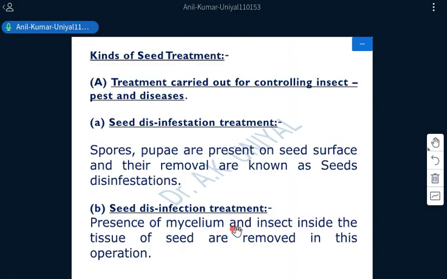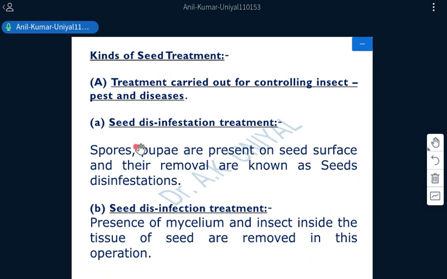And there are different kinds of seed treatment, used on different species also. So that's why they are divided into several divisions. Not one treatment is specific, generally used on all species actually. The different species need different kinds of treatments. Okay, so the first category we have here is treatment carried out for controlling insect pests and diseases.